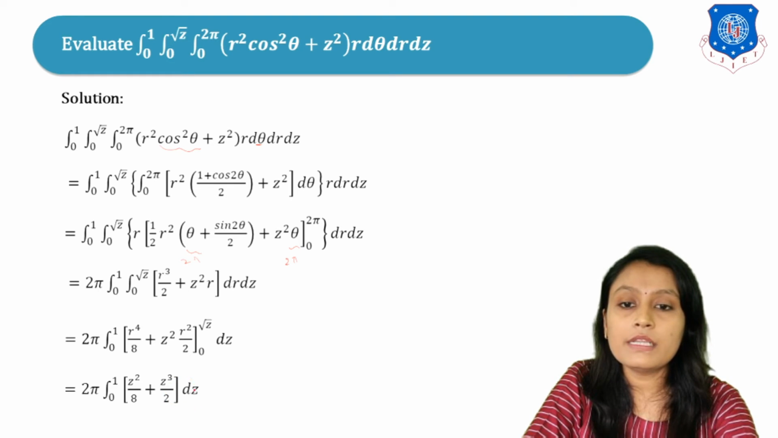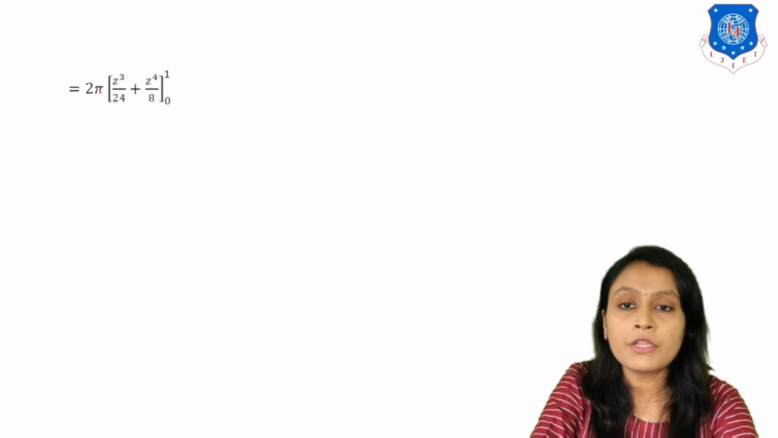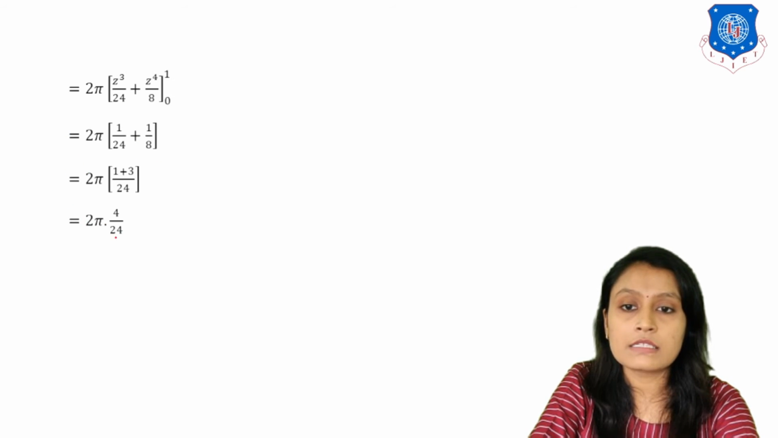Now we will integrate this with respect to z. So what you will get, 2 pi into z cube upon 24 plus z raised to 4 upon 8, and the limits are 0 to 1. Substitute the limit, so you will get 2 pi into 1 upon 24 plus 1 upon 8 for the limit 1, and if you substitute 0 you will get the lower limit as 0. Simplify this, so you will get the answer as pi by 3.